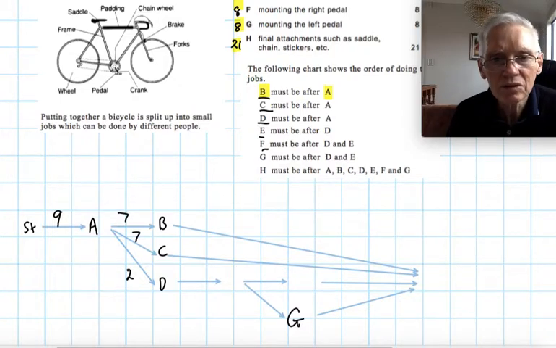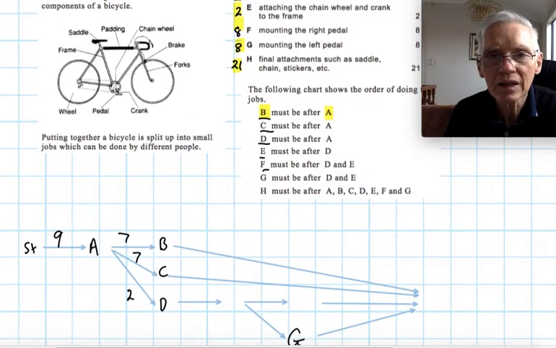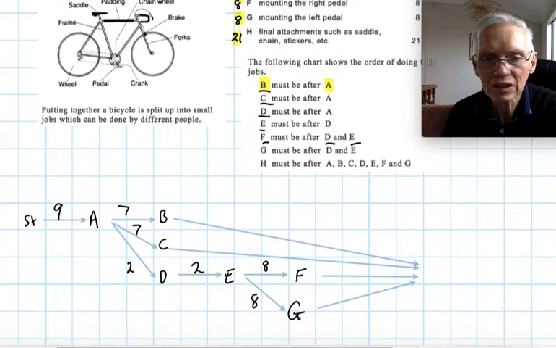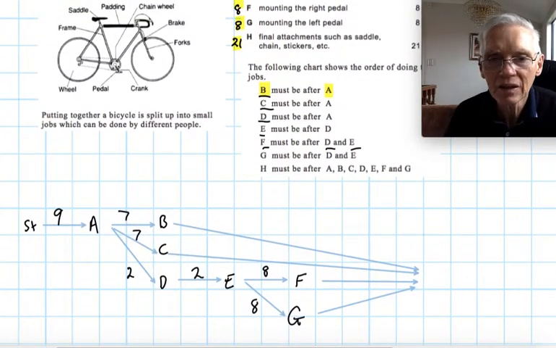What have we got next? E. E must come after D. So we need 2 minutes up to E. F must come after D and E. So we've got F here. And how many minutes do we need there? Before F is 8. Before G is 8. G must come after D and E. So after D and E, you can go straight down to G there.